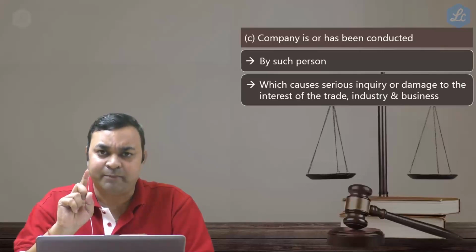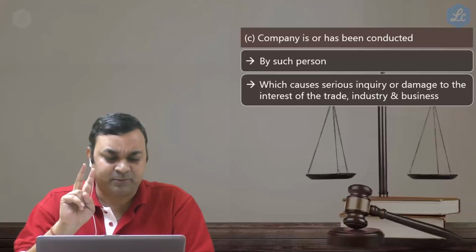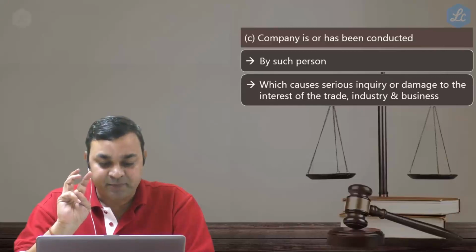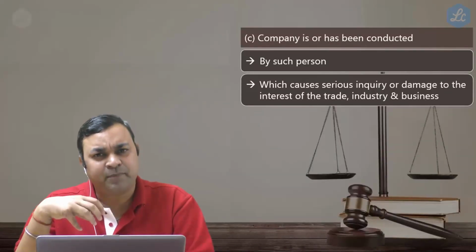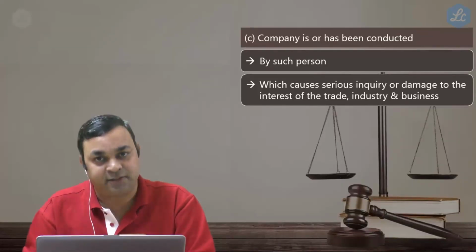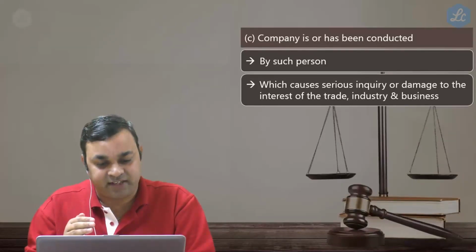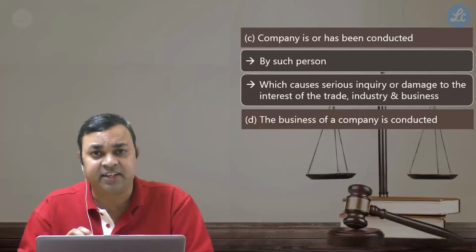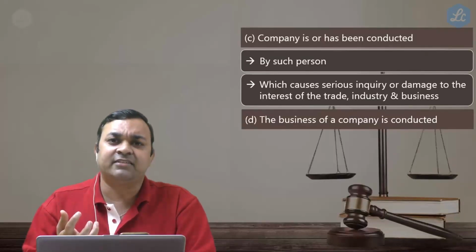First point talks about the member part. Second point talks about the central government part. And third point talks about a person doing business that will affect the entire industry, that will affect the business of the trade. He can make an application to the NCLT to claim relief against such act.